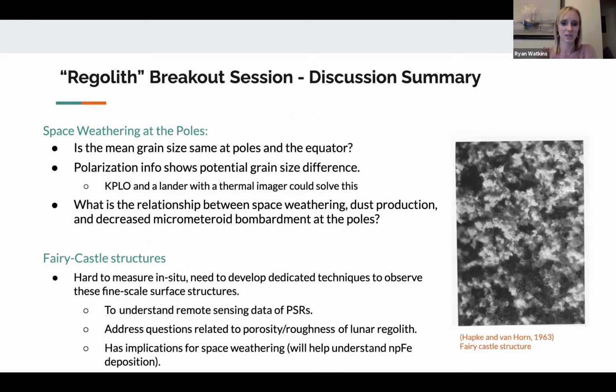During our breakout session, we had some good discussion on some of these topics a little deeper, again, in terms of space weathering at the poles and the potential for KPLO to possibly image this and answer some of these questions. Extensive discussion on fairy castle structures, on the micro scale, like how do we measure these? How do they affect our remote sensing data and our understanding of polar regions? And how do we address questions related to porosity of regolith?